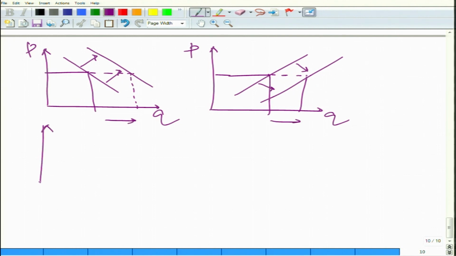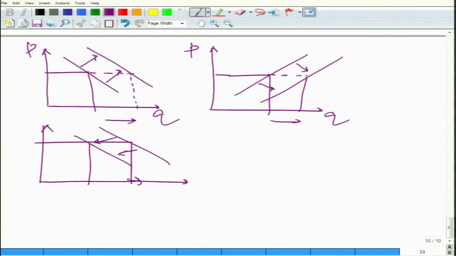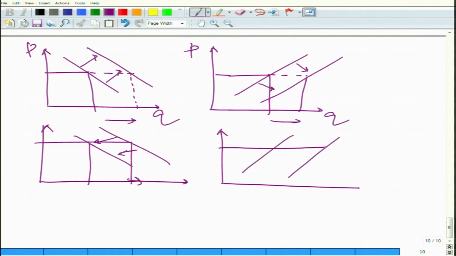If the quantity falls, keeping the price the same, then demand shifts leftwards and the supply also shifts leftwards because the supply is decreasing. Here the demand is decreasing, here the supply is decreasing. QD, QD, QS, QS.